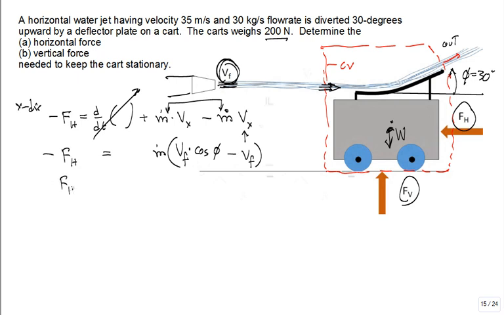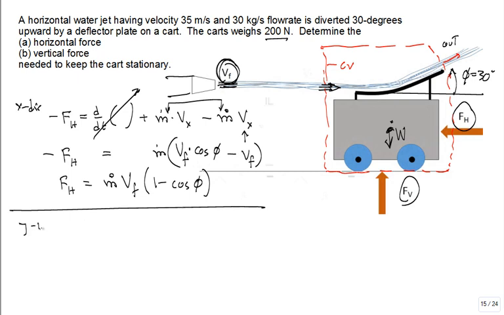So F_H is equal to the mass flow rate times V_f times 1 minus the cosine of phi. True or false? Did I do the math okay? And then we could substitute numbers. We could substitute, okay, it's 30 kilograms per second, 35 meters per second, cosine of 30 degrees. We could calculate that. Let's do it now in the y direction.